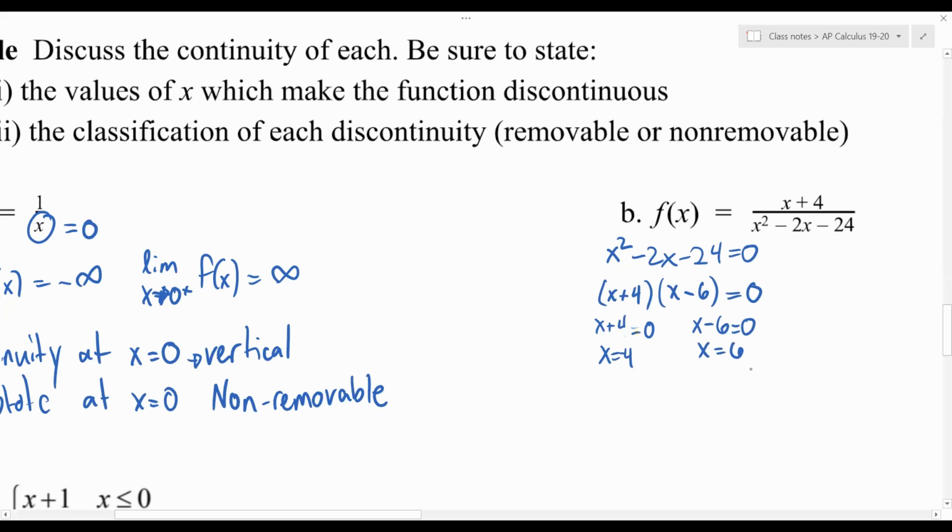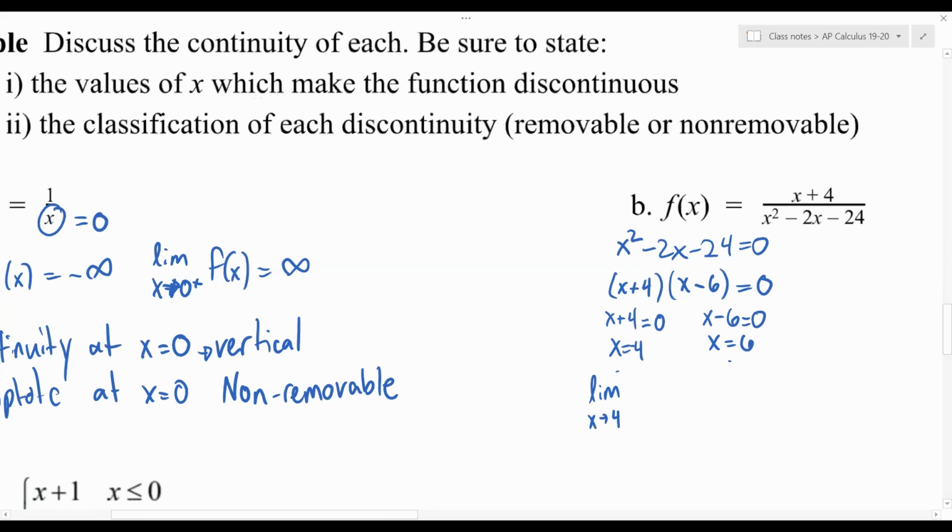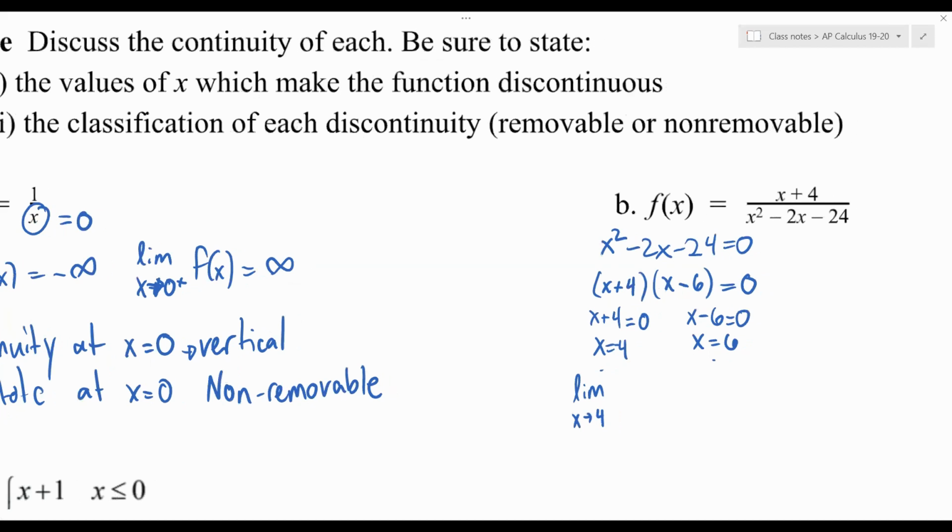So now we need to determine what type of discontinuities we have here. We know we have two discontinuities, and we have to figure out what type. To do that, we're going to take the limit at each point of discontinuity. So, limit as x approaches negative 4. I'm going to go ahead and write this in our factored form.